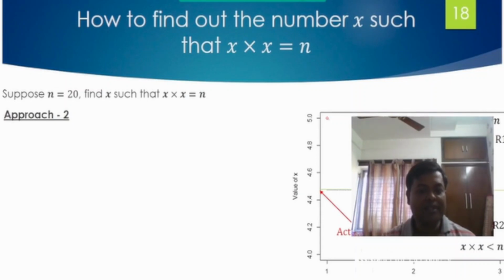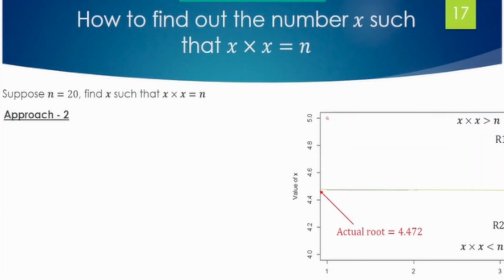Now let's learn a new approach which is not that much different from approach 1, but only the updation rule is different here. Now let us discuss approach 2. We are taking the same example, n equals 20, and we need to find the root of 20, right? So approach 2 is a similar method. It is also a check and guess method, but only the updation rule is quite different here.